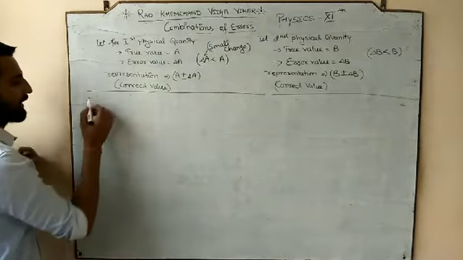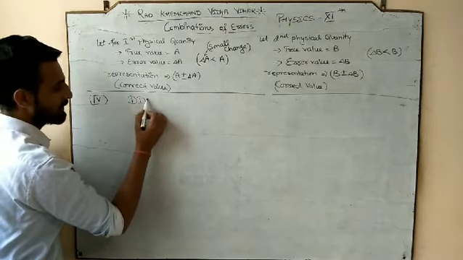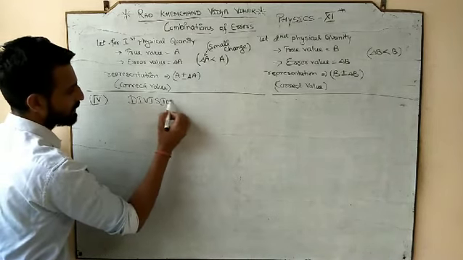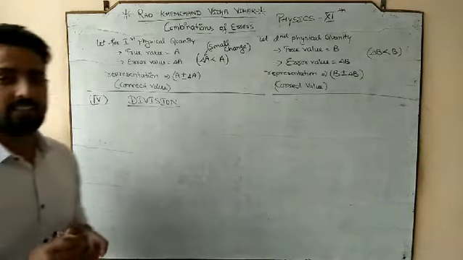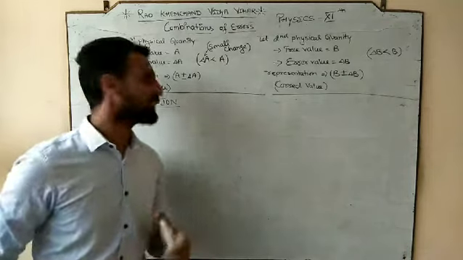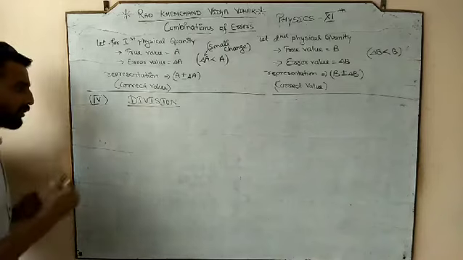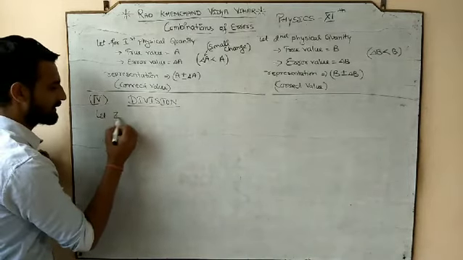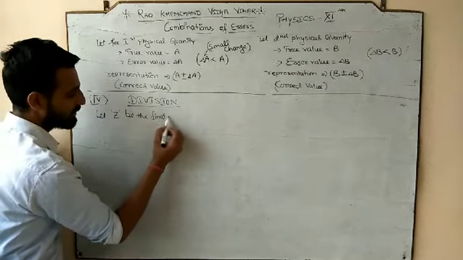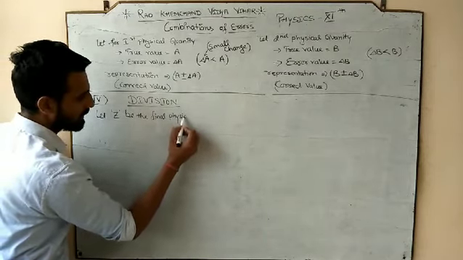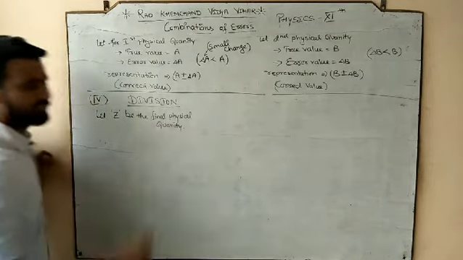So our next operation is division. Let us divide, and see how the error is going to be present in front of us when we divide the two physical quantities. So again, let Z be the final physical quantity. Let's suppose Z is going to be your final physical quantity.